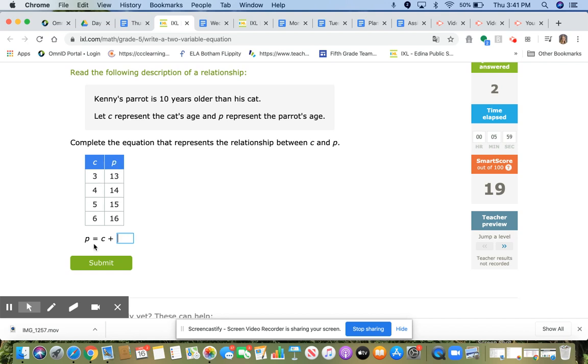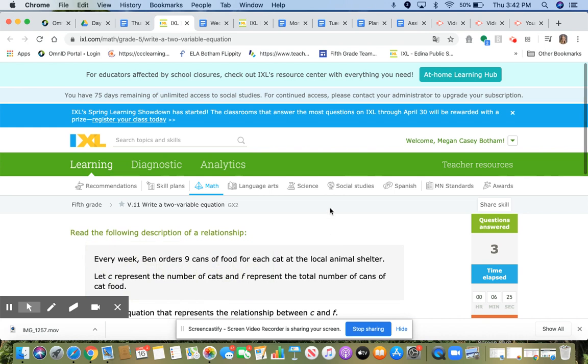So what do I do to C to get P? What do I do to the cat's age to figure out the parrot's age? So the cat's age plus how many? So C plus, so 3 plus how many is 13? Plus 10. Let's check it and see if it works. 4 plus 10, 14. 5 plus 10, 15. 6 plus 10, 16. I think I figured it out. Let's push submit and see.